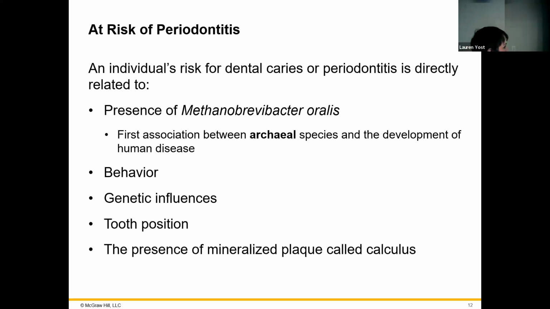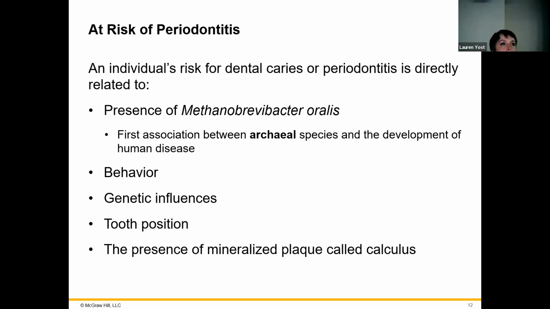All right. So things that also put you at risk for periodontitis, other than having Methanobrevibacter oralis, are behaviors. This will be like how often you floss or brush your teeth and things like that. Genetic influences.